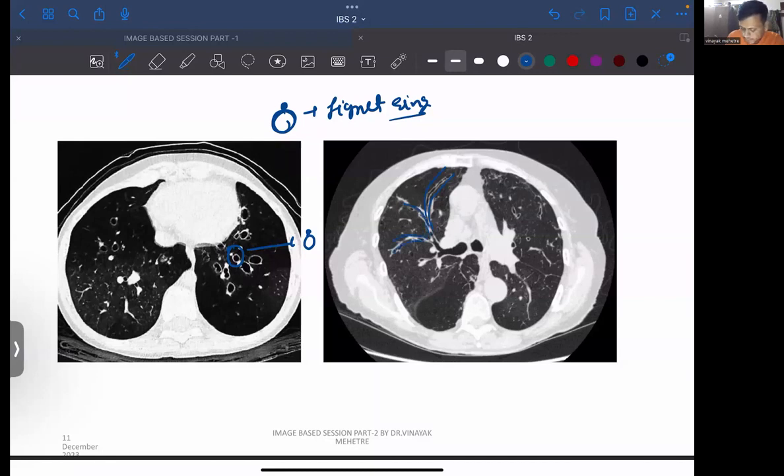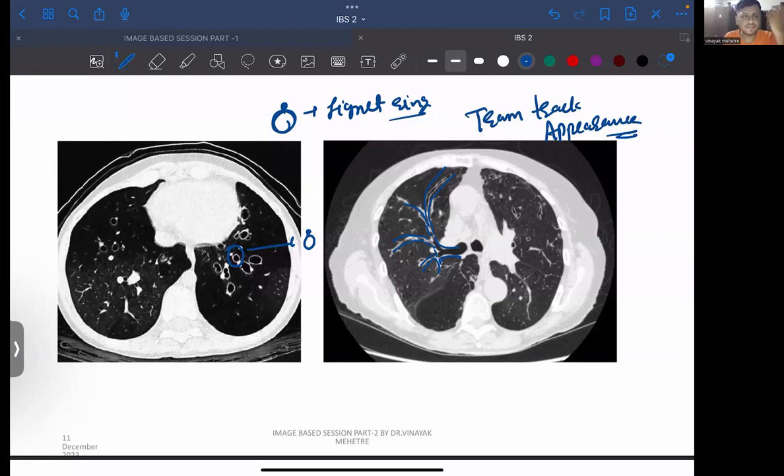It looks like multiple tram or railway tracks. Okay, railway tracks lying down on the X-ray. इसी को बोलते हैं हम ट्रैम ट्रैक अपीयरेंस. क्या बोलेंगे हम इसे? ट्रैम ट्रैक अपीयरेंस. Okay, again remember this.